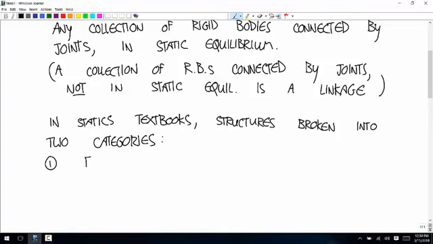The first one is trusses. And the requirement for a truss is that every member is a two-force member. By the way, this is good stuff for quizzes, so pay attention to the stuff that I'm writing here. Anything where I'm making numbered bullet points, those are good candidates for quizzes. So every member is a two-force member.